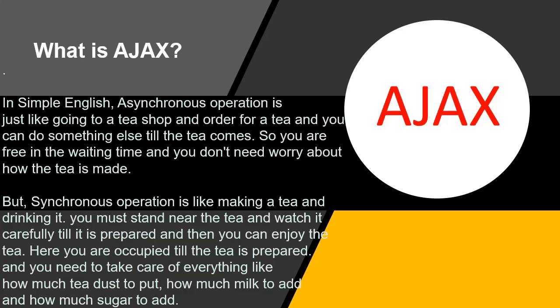But synchronous operation is like making a tea and drinking it. You must stand near the tea and watch it carefully till it is prepared, and then you can enjoy the tea. Here you are occupied till the tea is prepared, and you need to take care of everything like how much tea dust to put, how much milk to add, and how much sugar to add. Am I confusing you? No worries, you are going to understand what is AJAX after you complete watching this video.